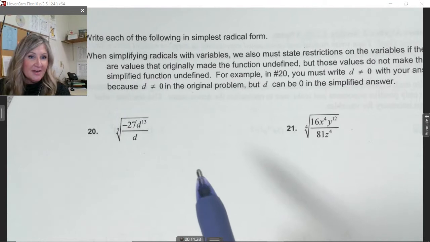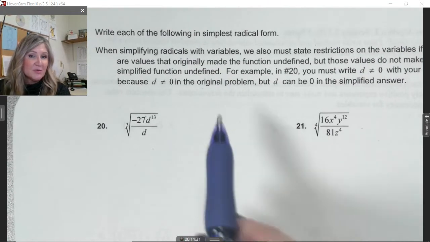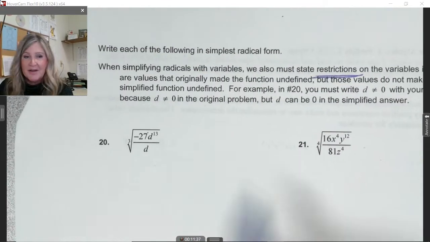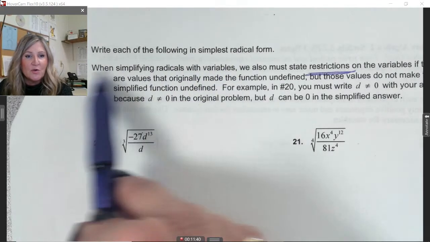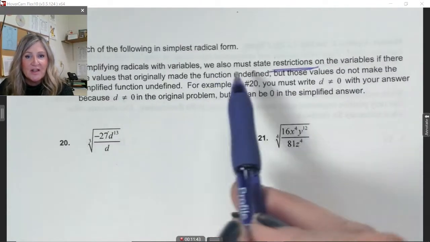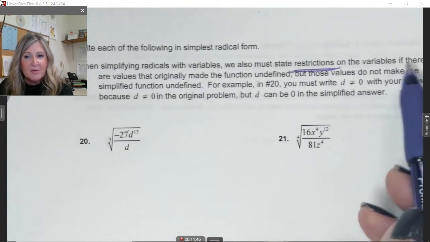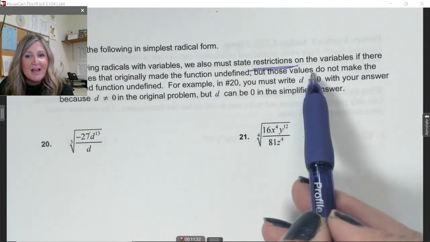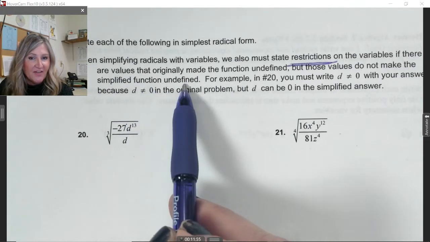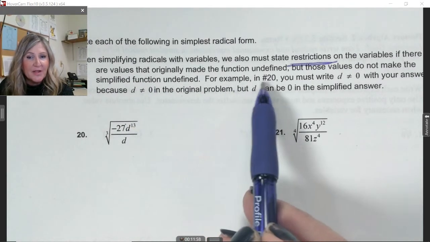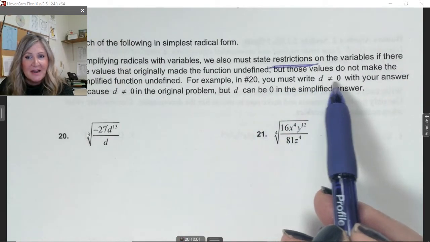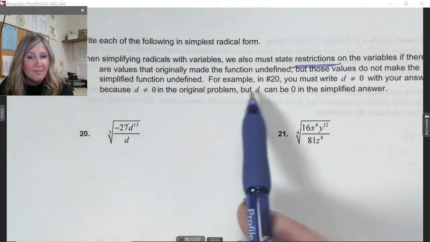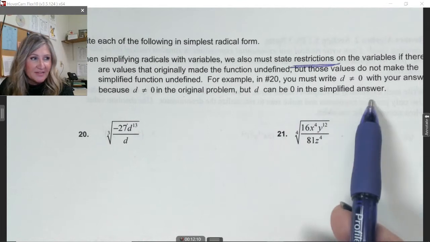All right, now we're going to try some problems. We're going to add something else on here. So absolute value is the first difficult concept with this. The next difficult concept is what we call restrictions. Okay, that's what I'm going to talk about now. Write each of the following in simplest form. When simplifying radicals with variables, we also must state restrictions on the variables if there are values that originally made the function undefined, but those values do not make the simplified function undefined. For example, in number 20, you must write d cannot equal 0 with your answer, because d cannot equal 0 in the original problem, but d can be 0 in the simplified answer.